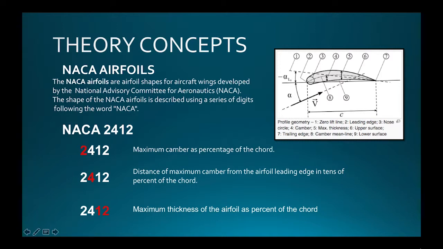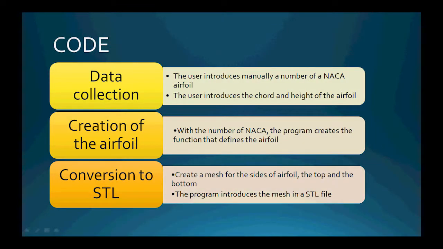NACA airfoils are described by three numbers: the first, the second, and a group formed by the 3 and 4. They describe, in this order, the maximum camber as a percentage of the chord, the distance of maximum camber from the airfoil leading edge in tenths of a percentage of the chord, and the maximum thickness of the airfoil as a percent of the chord. Now we will explain the code.